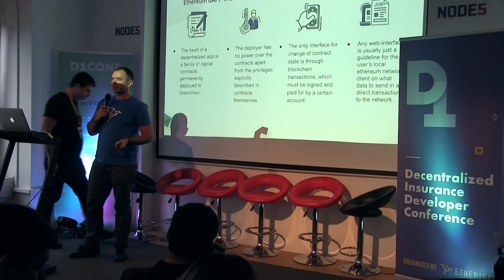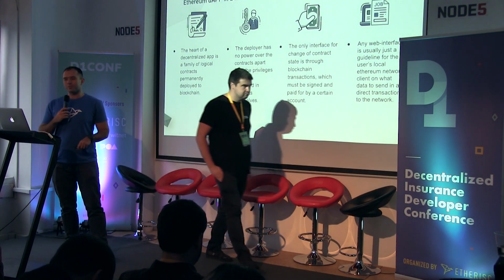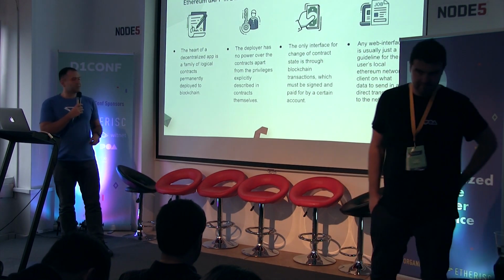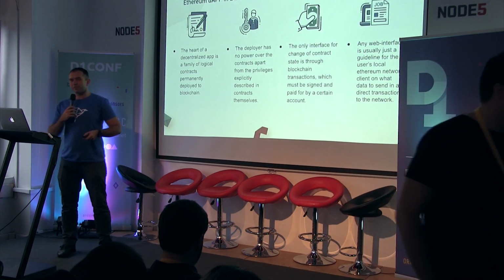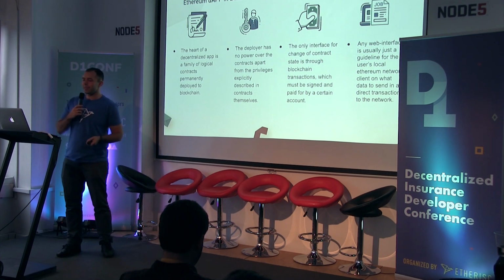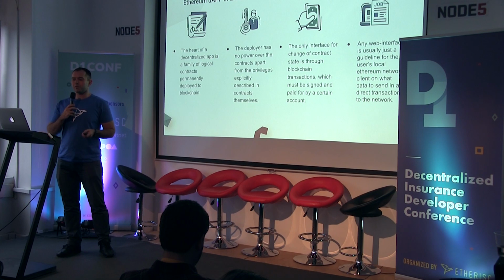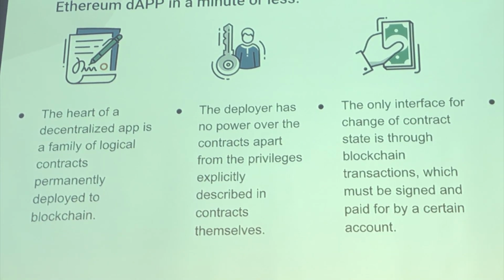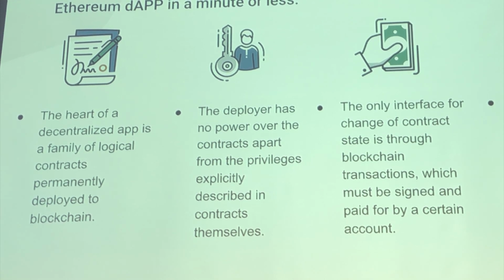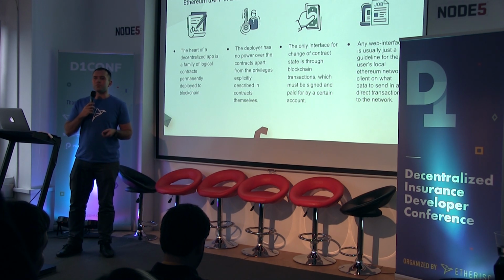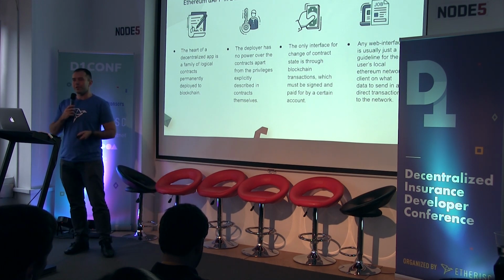Okay, so if we were to summarize an Ethereum DApp in a minute or less, we would say that this decentralized app is a family of logical contracts permanently deployed to blockchain, and the deployer has no power over the contracts apart from the management and maintenance windows that he leaves intentionally and that are obvious to anybody who are to check the contract.